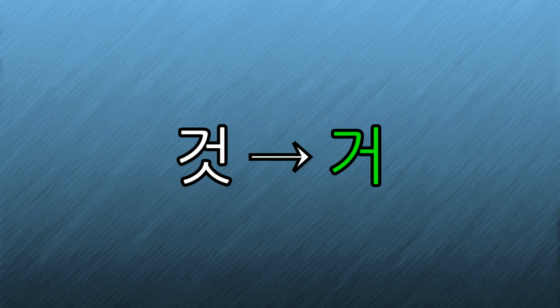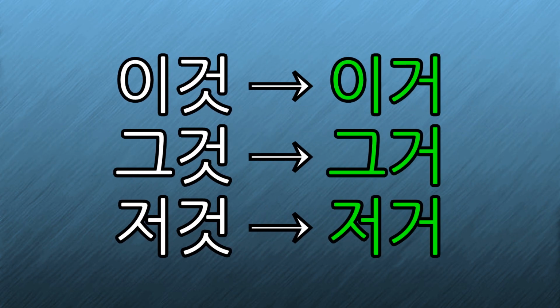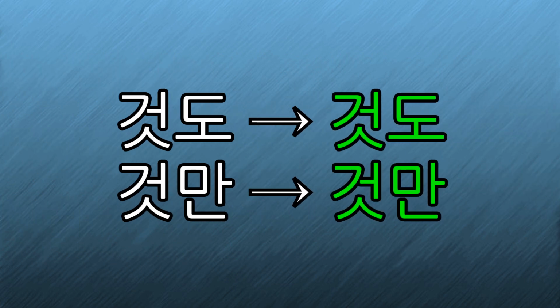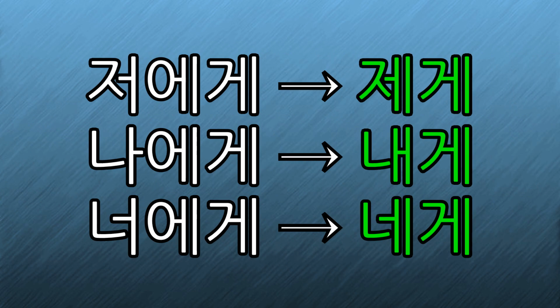Here are a few examples. 이거, 그거, and 저거. But 것 can't always shorten to 거. For example, these two forms will stay the same, so I'd only recommend learning 이거, 그거, and 저거 for the time being. Some words become short when they're used with the particle 에게. Here are a few of those.